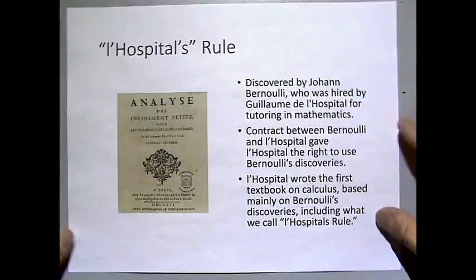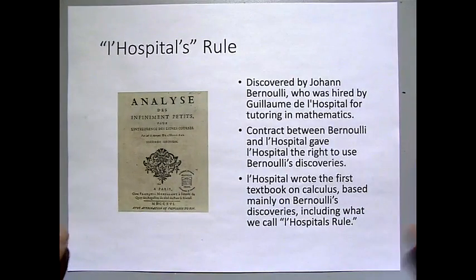Okay? All right, so a little bit of history lesson here. I think this is very important that we know who is L'Hopital and where the rule came from. The rule that we call L'Hopital's rule actually was discovered by Johann Bernoulli. He was from a family of very famous mathematicians and physicists. Bernoulli was hired by Guillaume de L'Hopital, the guy with L'Hopital, to tutor him in mathematics. L'Hopital was a fine mathematician, but Bernoulli was better, so he hired him to tutor.